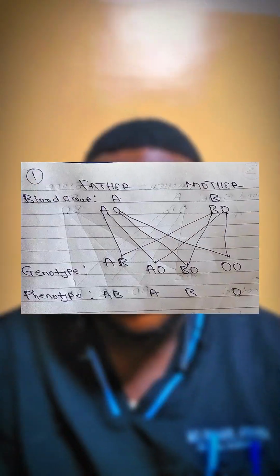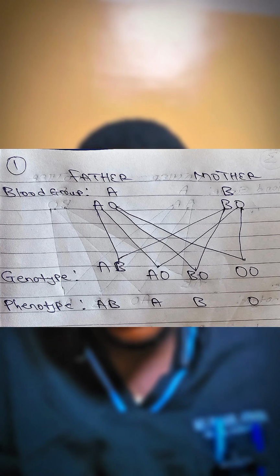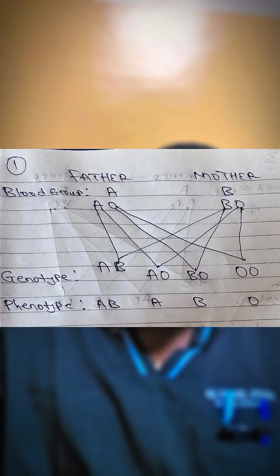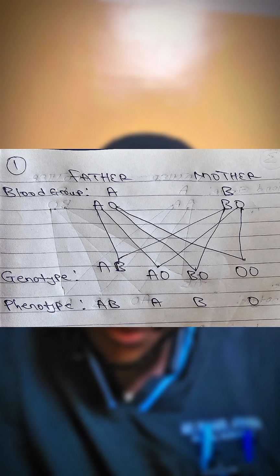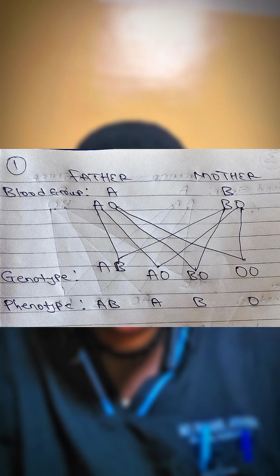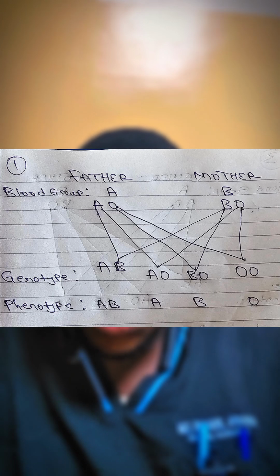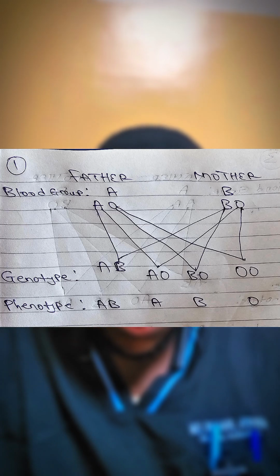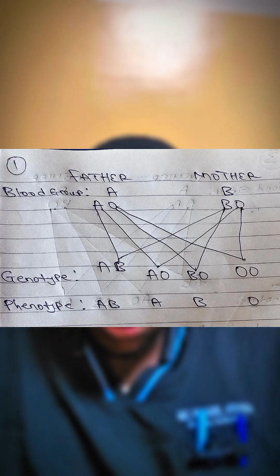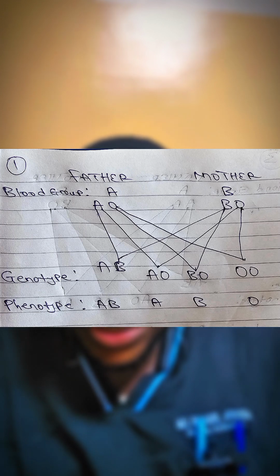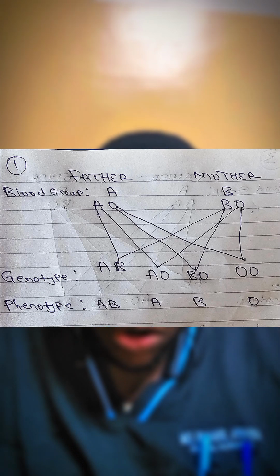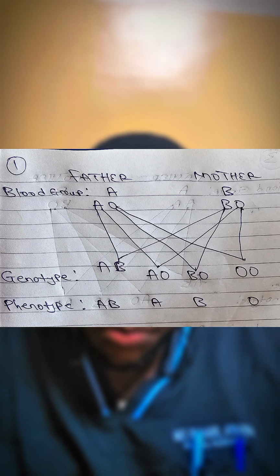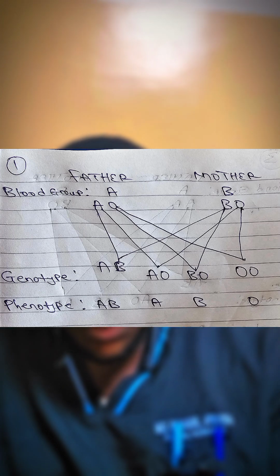Now, let's look at this first case. The father is blood group A and the mother is blood group B, but genotypically the father is a heterozygous A, while the mother is also a heterozygous B. If it crosses, they have the probability of giving birth to a child who is blood group AB, A, B, or O.